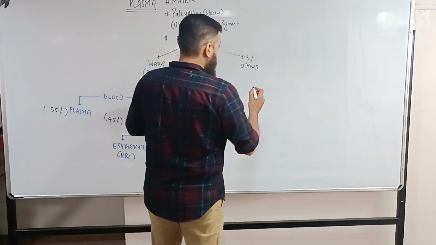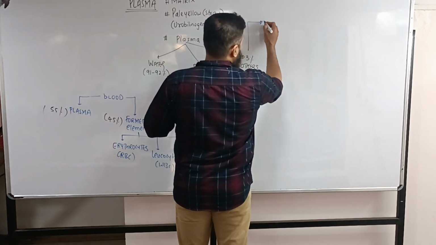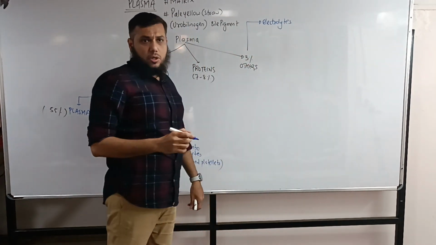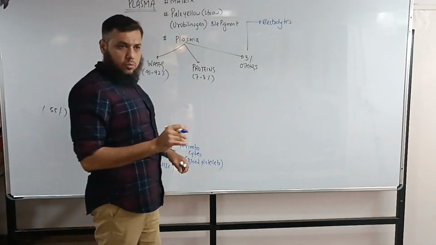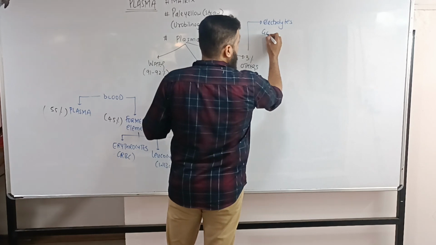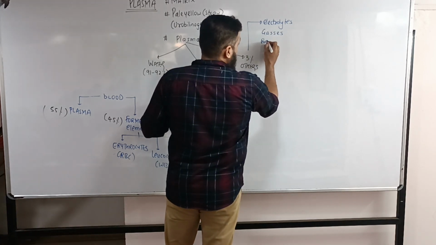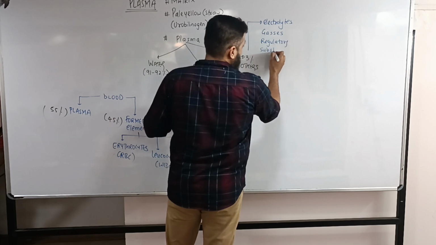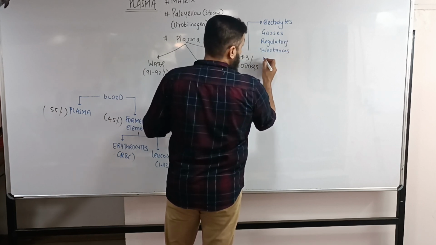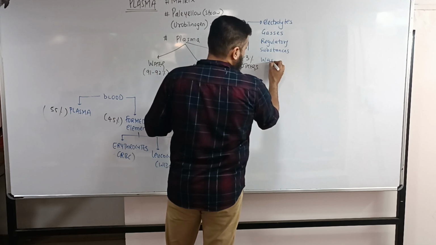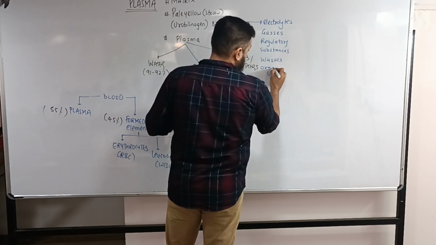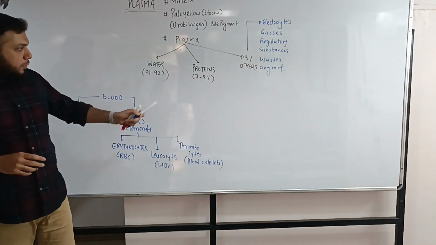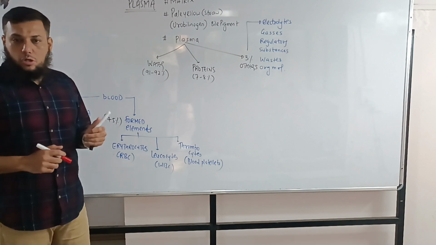What all will this 3% include? Electrolytes. What are the electrolytes? Sodium, potassium, and so on. Then gases, regulatory substances, meaning hormones and so on. I also included the waste and some other organic molecules. Right now we are going to focus on what?